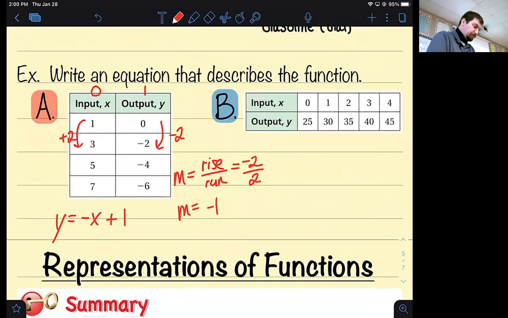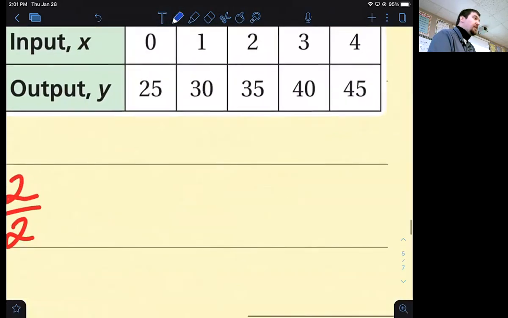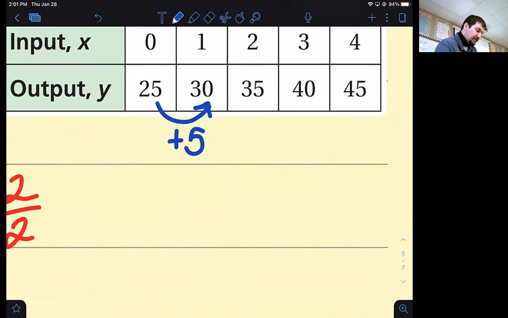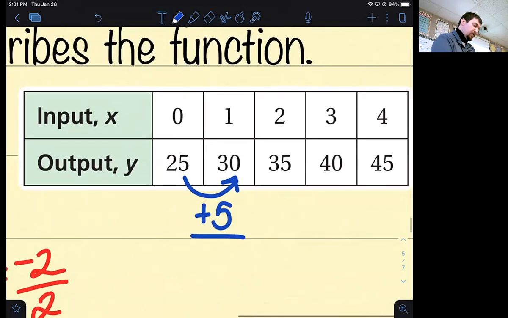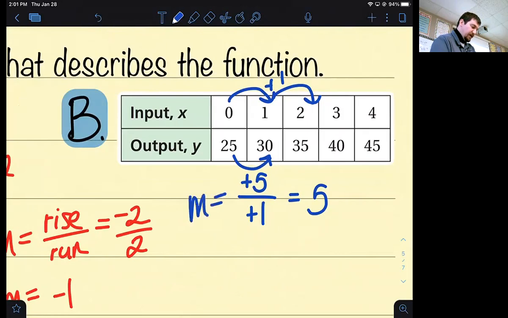Last question. Let's start with our rise. What is the y changing by each time? Is it adding or subtracting? So it's +5. So my rise is +5. My run is, what's the x doing each time? Okay, so what's +5 over +1? 5. Okay, so my m value for this one is just 5.